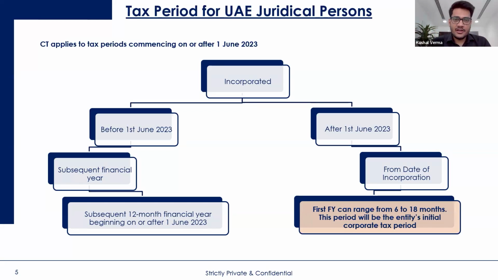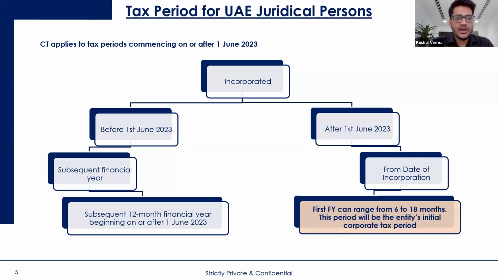So the basic criteria for the corporate tax period starts with whether the entity was incorporated before 1st June 2023 or after 1st June 2023. If a company is incorporated before 1st June 2023, the first corporate tax period for those companies will be the subsequent financial year which comes after 1st June 2023. And if any entity is incorporated after 1st June 2023, then the first financial year will be from the date of incorporation to the financial year end date for which we are preparing our financial statements.